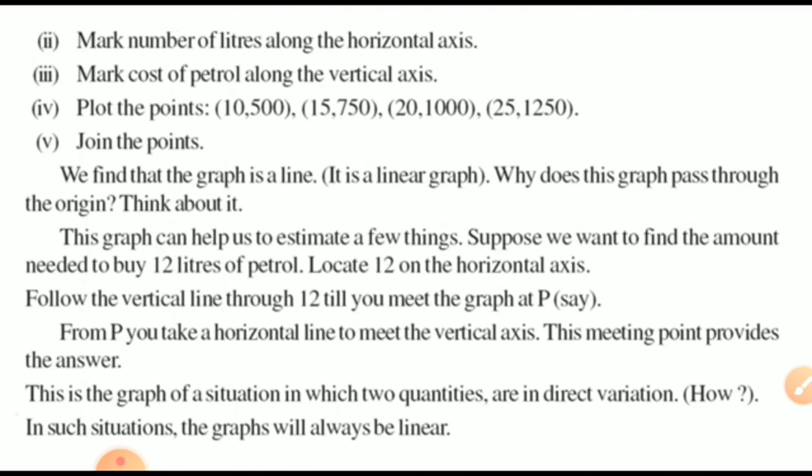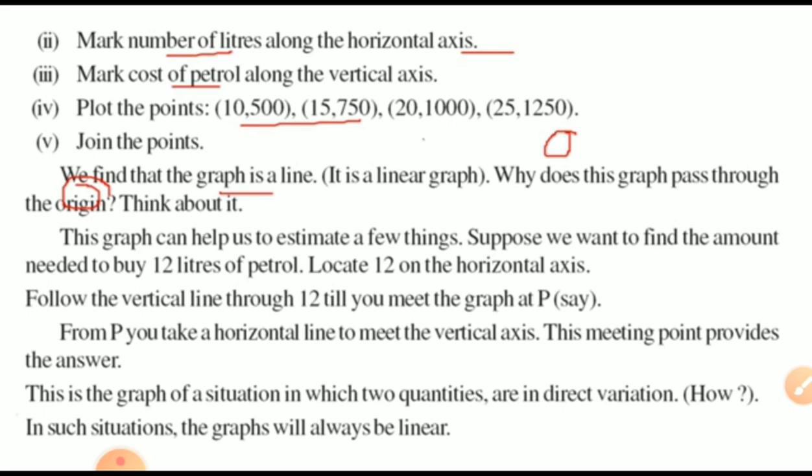Mark number of liters along the horizontal axis. Mark cost of petrol on the vertical axis. Plot the points (10, 500), (15, 750), (20, 1000), (25, 1250). Join the points. We find that the graph is a line. It is a linear graph, straight line रहेगा बेटा. Isn't it? Why does this graph pass through the origin? Think about it. 0 liter, 0 paisa. That's why.